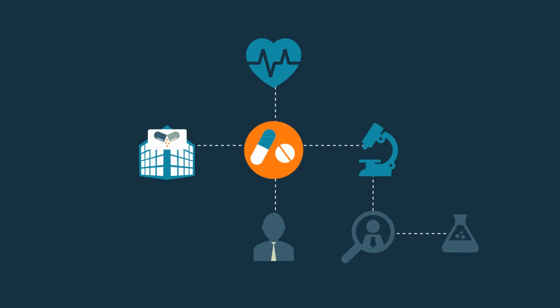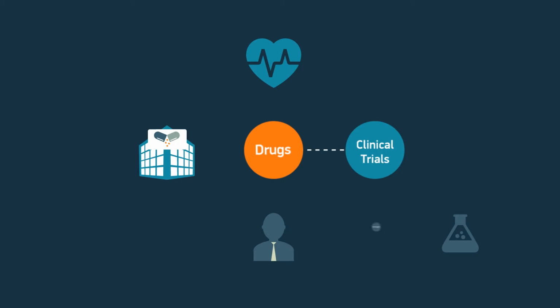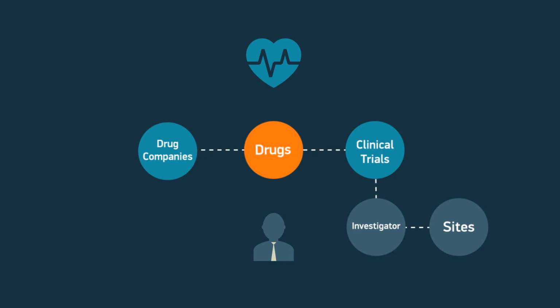With Anzo SDA, entities and relationships are explicitly described. For example, drugs relate to clinical trials, which have an investigator. Investigators work with trial sites. And patients visit trial sites for doses or tests. Drugs also have relationships with the companies that manufacture them, the diseases that they cure, and key experts on the topic.